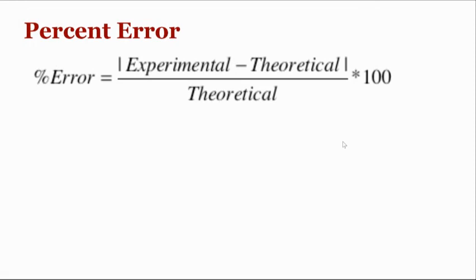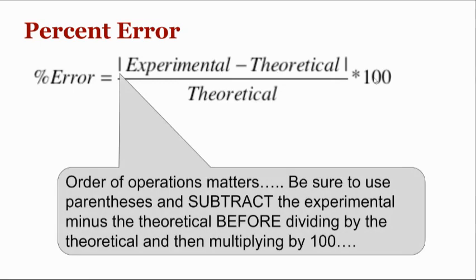Let's take a quick second to make sure we can calculate percent error correctly. Percent error is to find the difference between your experimental and theoretical value, then divide by your theoretical value before multiplying by 100. Order of operations matters in these problems. Be sure you use parentheses and subtract the experimental minus the theoretical before doing your division and multiplication.